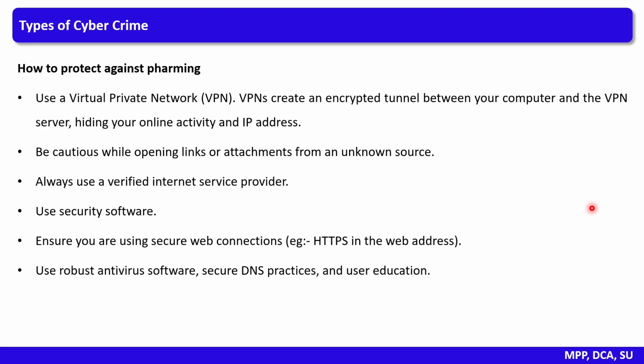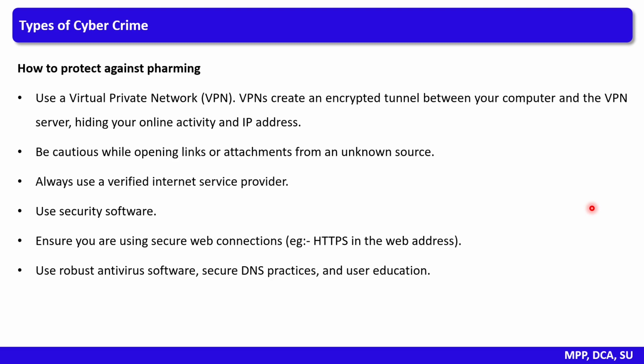Now let us understand how we can protect ourselves against farming attacks. The first thing that you can do is use a VPN. VPN stands for Virtual Private Network. VPN creates an encrypted tunnel between your computer and the VPN server, hiding all your online activities and IP address from where you are performing your business operations. The next thing that you can do is be cautious while opening links or attachments from an unknown source.